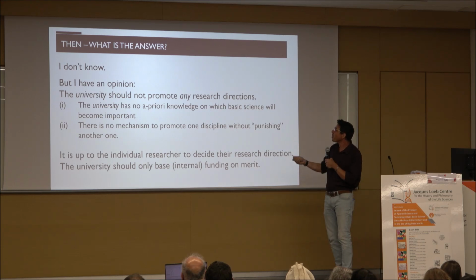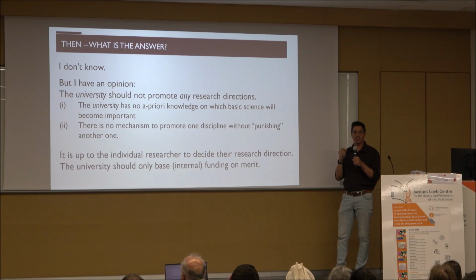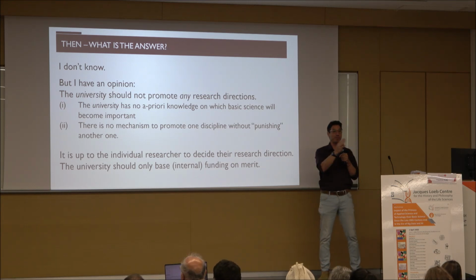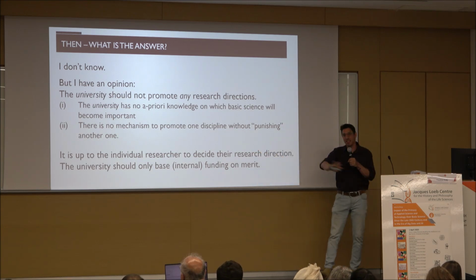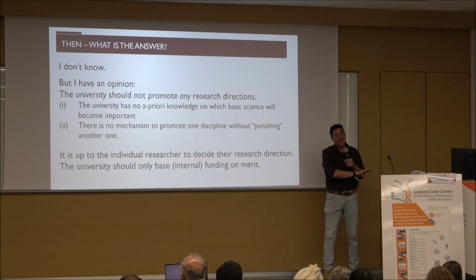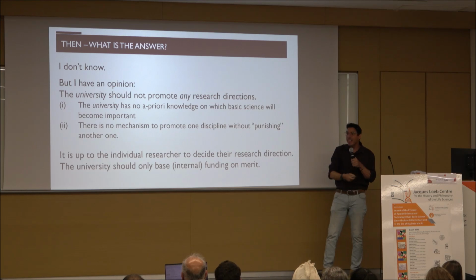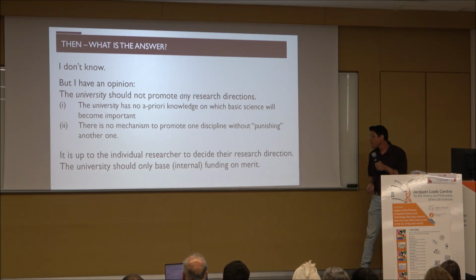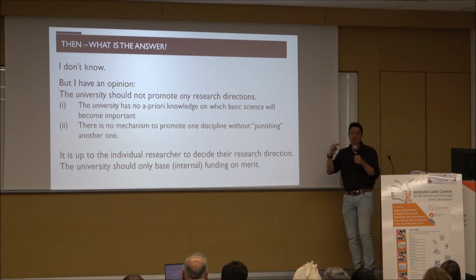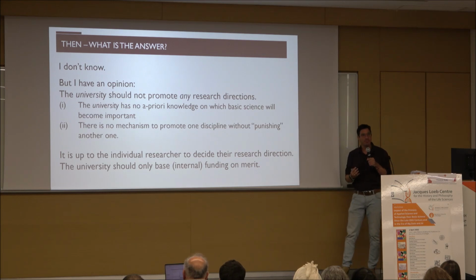My opinion is that the university should not promote any research direction. Not even to differentiate between applied and pure science, but nothing. The university should not tell any one of the researchers what to do. Not by funding, not by any means. The only thing that the university should do, if they want to give money, is base it on merit. Is it good science? Is it bad science? That's it.